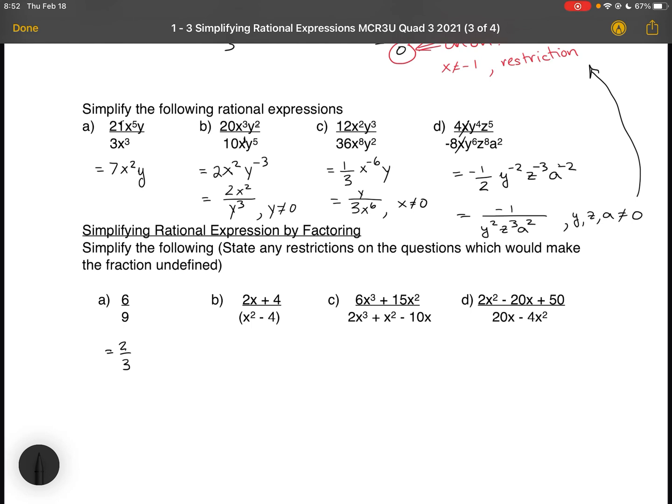Let's look at the second example. I'm going to check and see if I can factor the numerator. I can common factor out a 2.